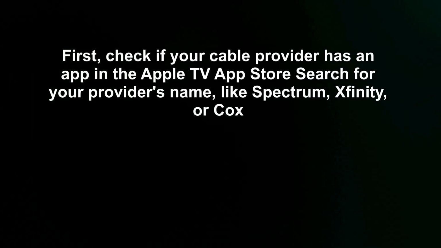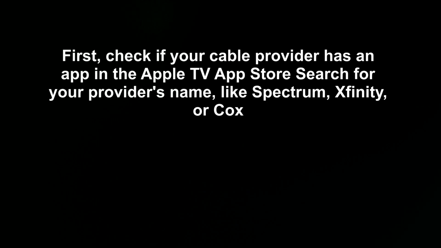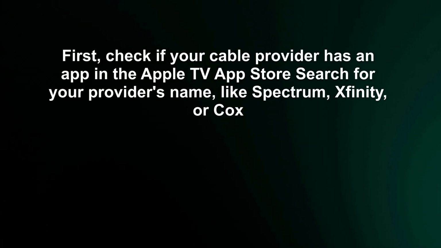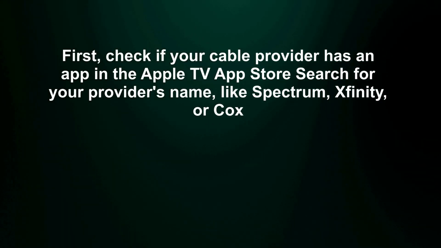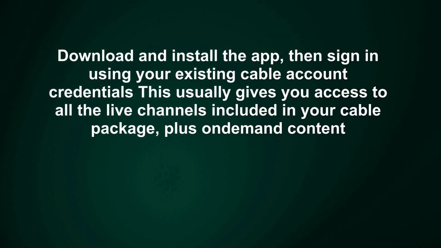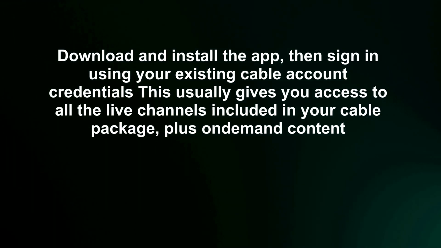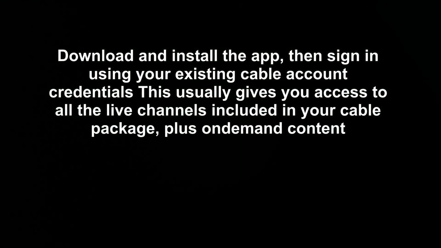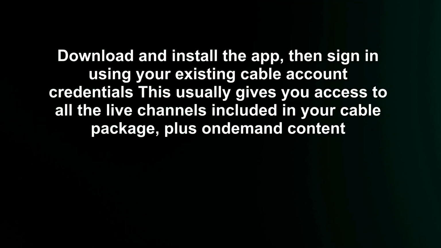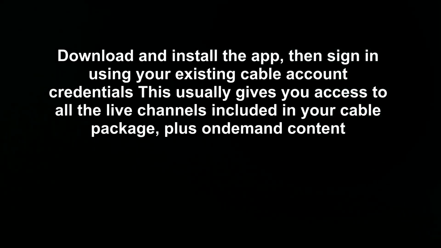First, check if your cable provider has an app in the Apple TV App Store. Search for your provider's name, like Spectrum, XFINITY, or Cox. Download and install the app, then sign in using your existing cable account credentials. This usually gives you access to all the live channels included in your cable package, plus on-demand content.